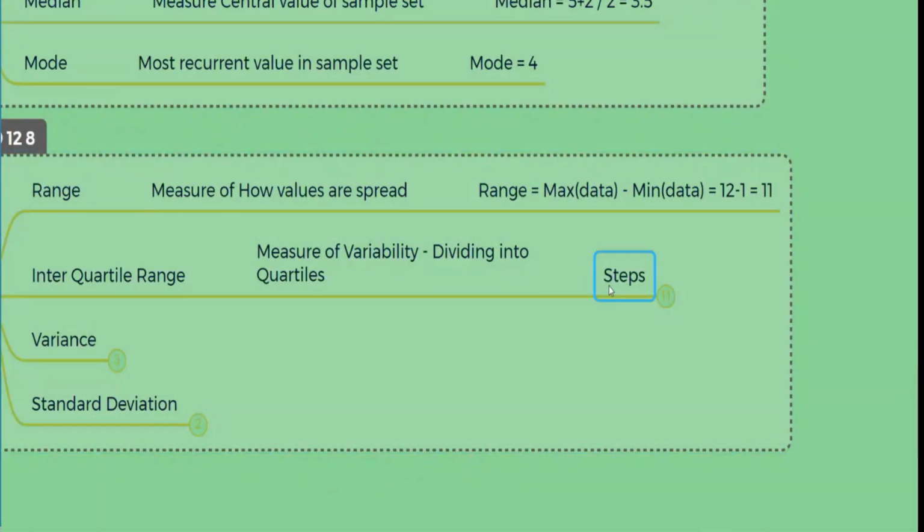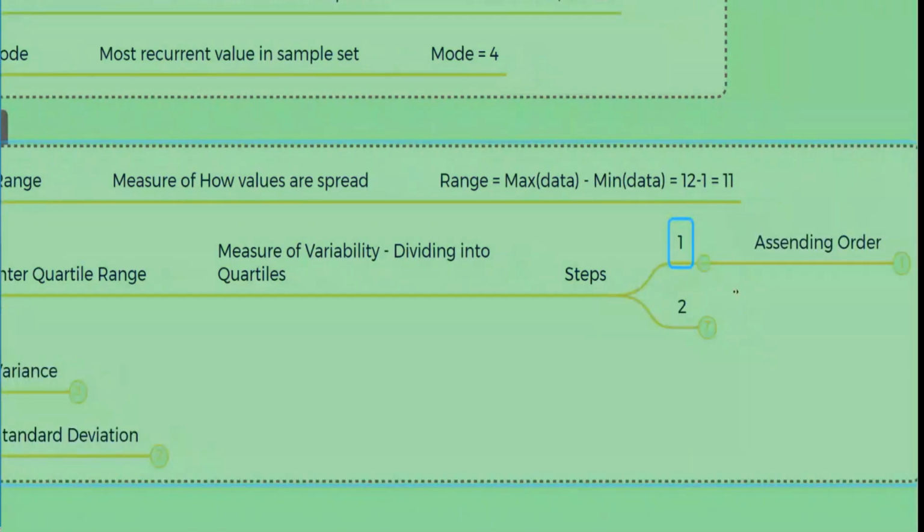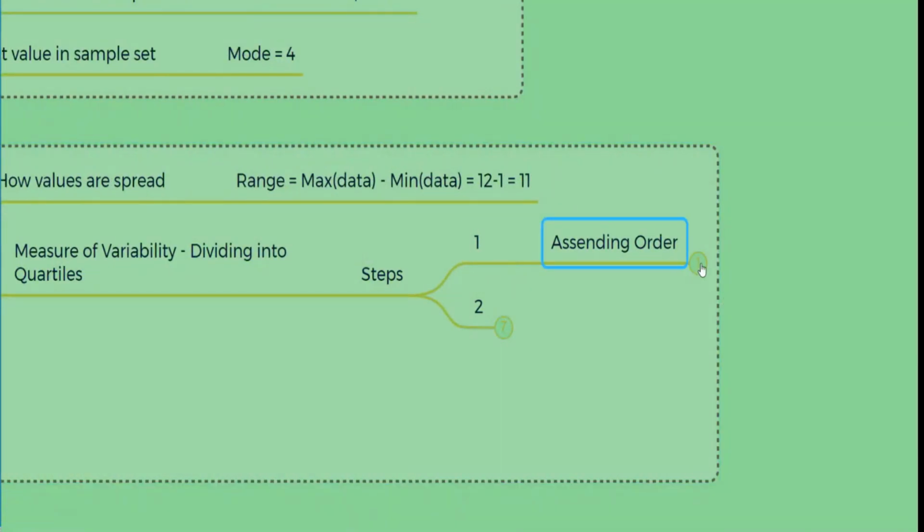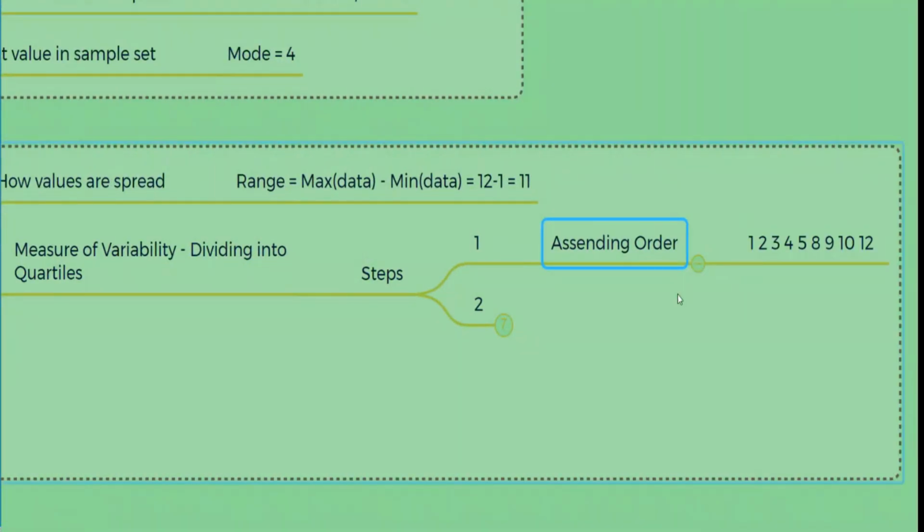So here also two steps are there. First step is arranging the values in ascending order. So that is our first step, because once we arrange the data in ascending order only, we can perform the operation correctly. So the first step is ascending order. So we have arranged the data in ascending order.